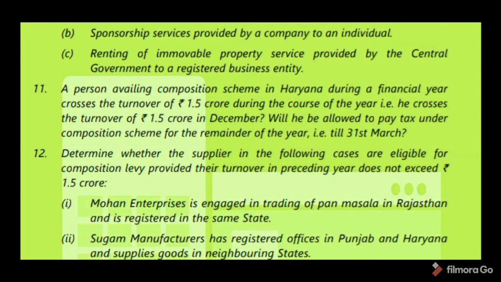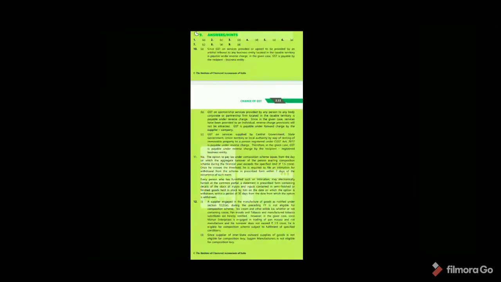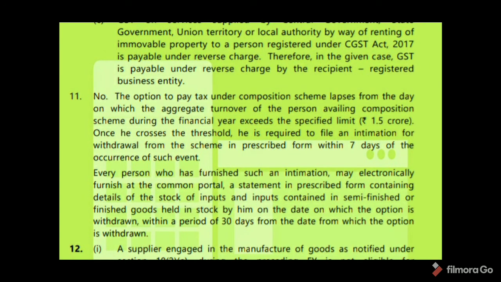Okay. See the question number 11. A person availing the composition scheme in Haryana during the financial year crosses the turnover of 1.5 crore during the course of the year. He crosses the turnover of 1.5 crore in December. Will he be allowed to pay tax under the composition scheme for the remainder, that is till 31st March? No, because here the option to pay tax under the composition scheme lapses from the day on which the aggregate turnover of the person availing the composition scheme during the financial year exceeds the specified limit of 1.5 crores.